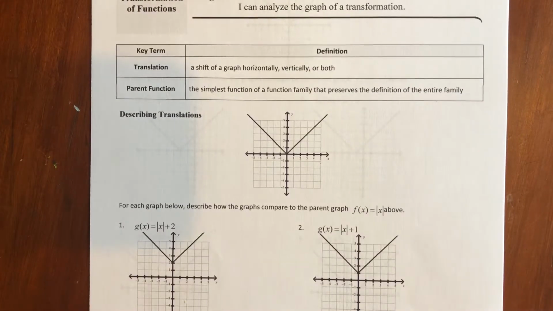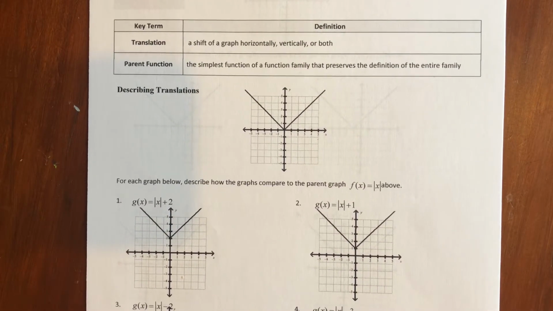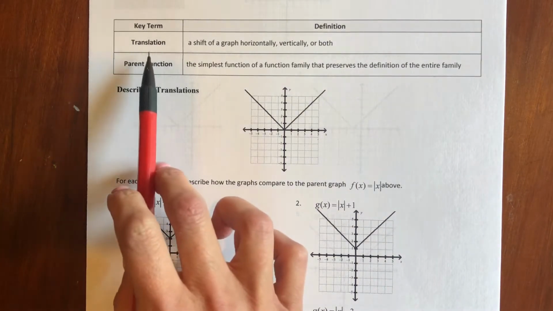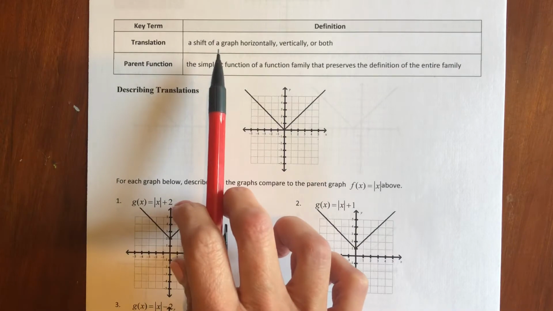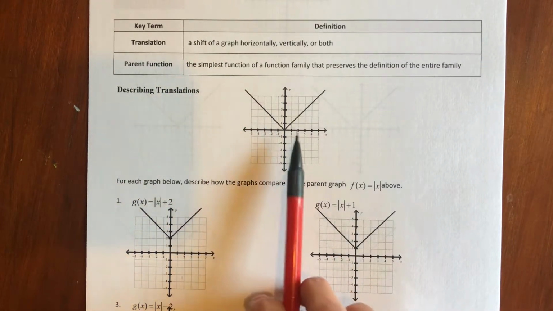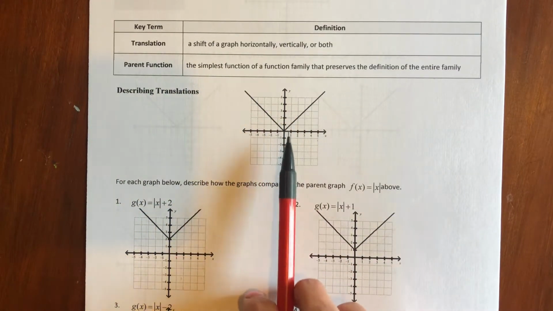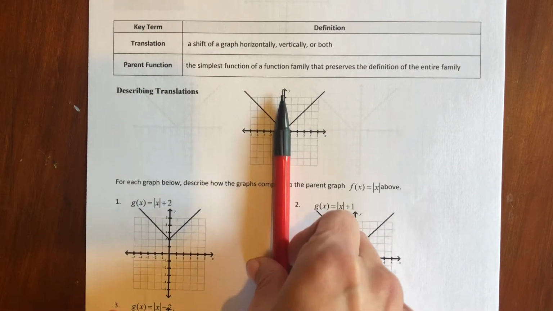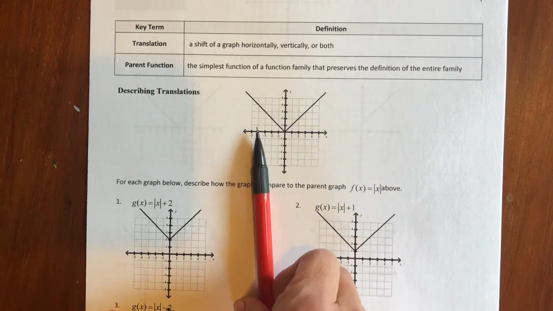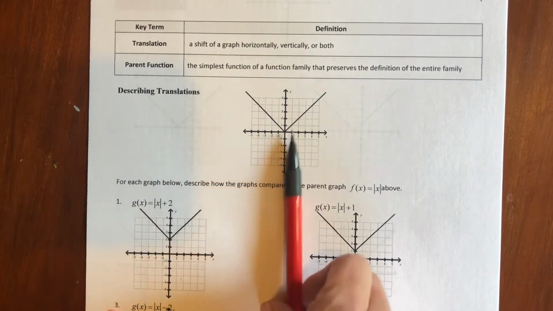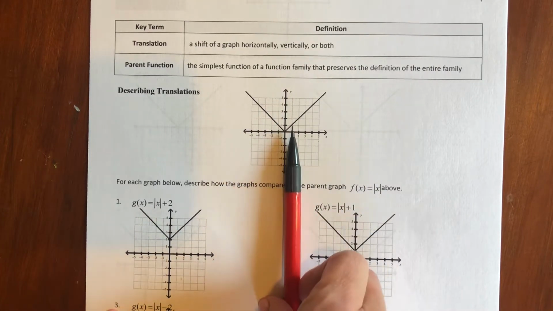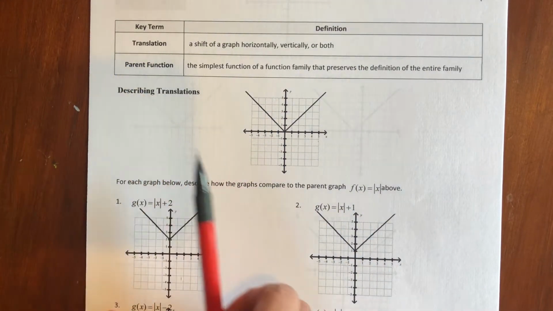So what is a transformation? Well, a transformation can be a translation, and what this is, it's a shift of your graph. So here's your parent function graph here. So you can shift it up and down or side to side. So moving this whole graph up, down, or side to side, that would be a translation.